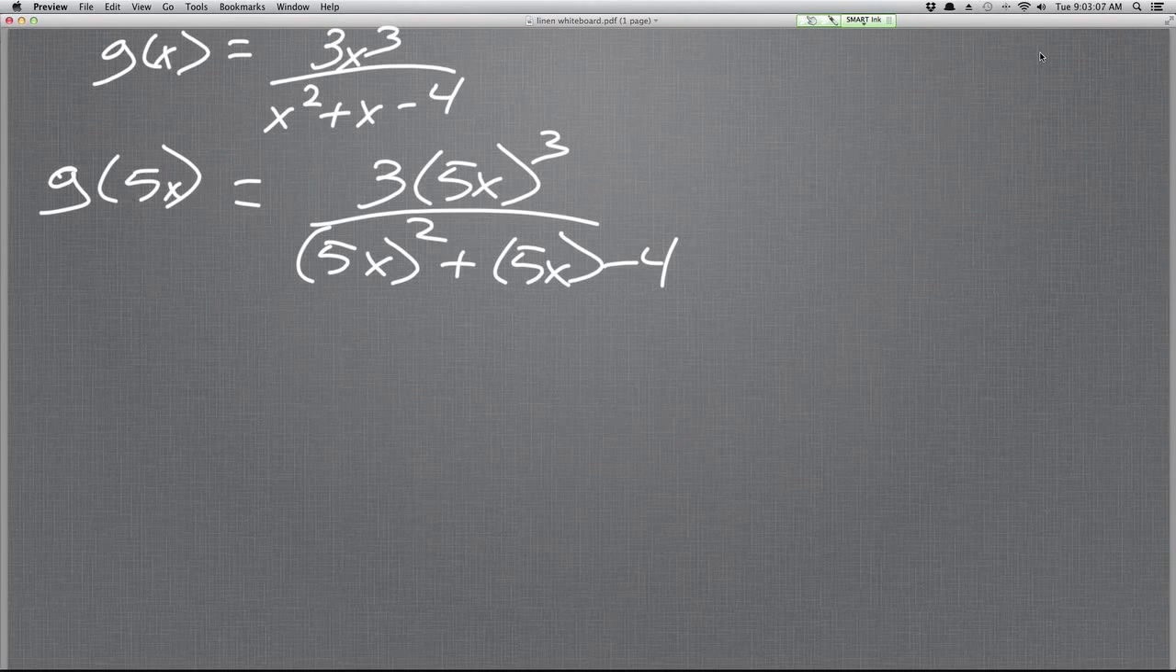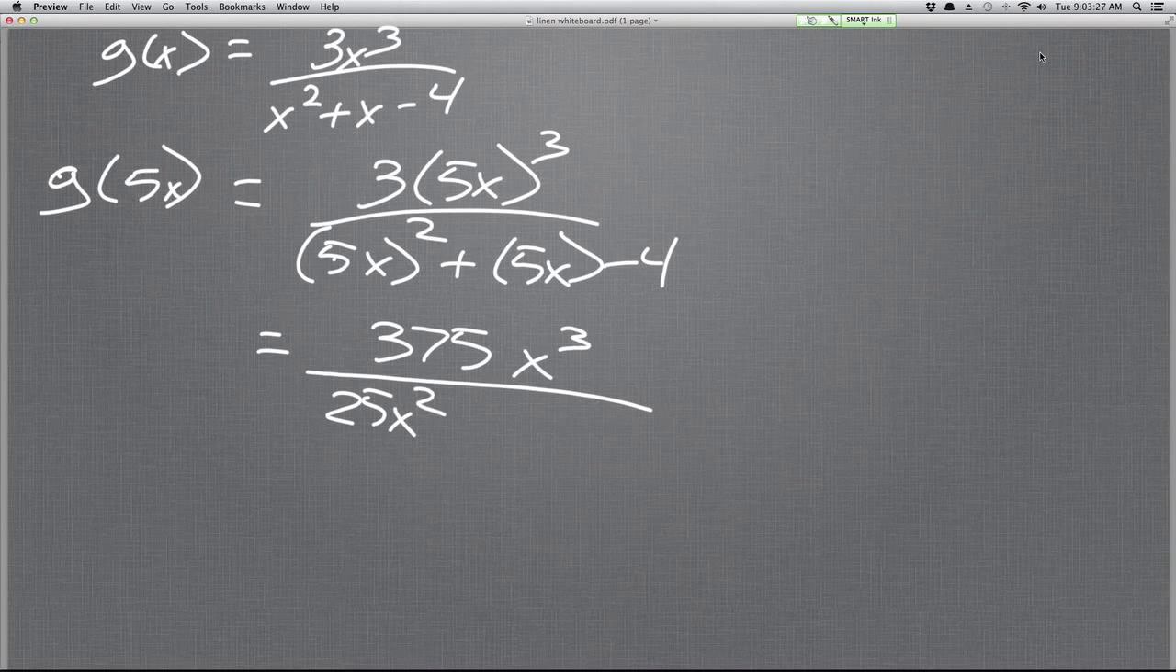What is 5x cubed? 125. And what's 125 times 3? 375. What's x going to be? X to the third. Very good. On the bottom, 5 squared is 25x squared, and then I have 5x, and then I have minus 4. Is there anything else I can do to that? No, that's all I can do.